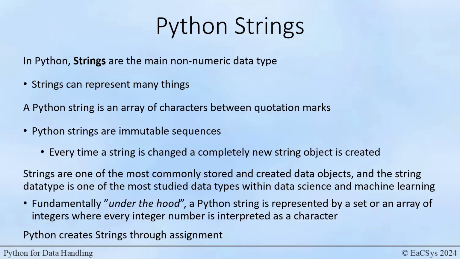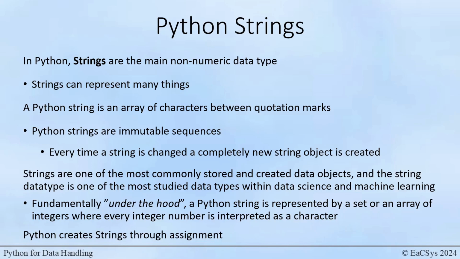In Python, a string is an array of characters between quotation marks, and a one-character array is also defined as a string in Python. This is very different from other programming languages, which have many types of strings and also define single characters or letters as a separate data type or construct.